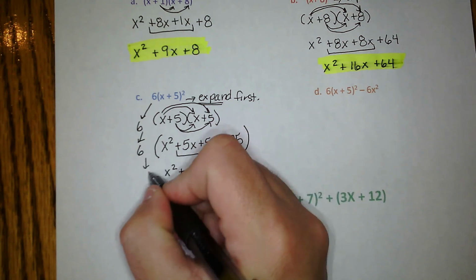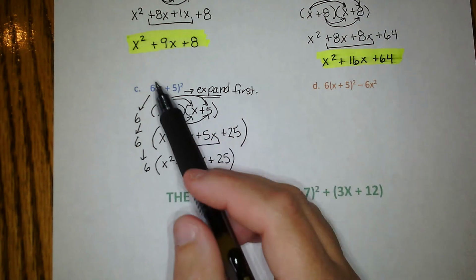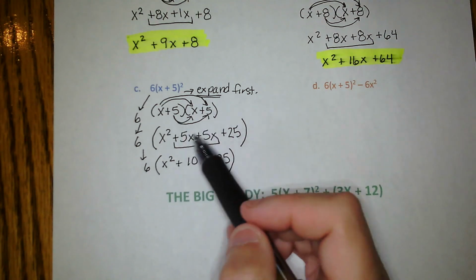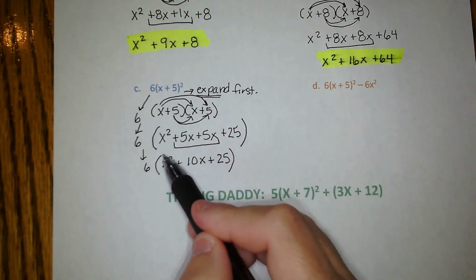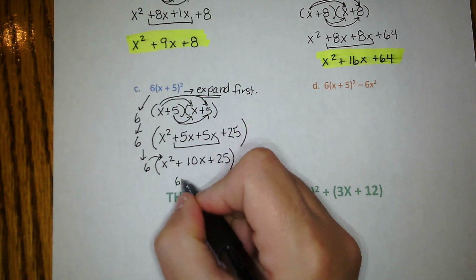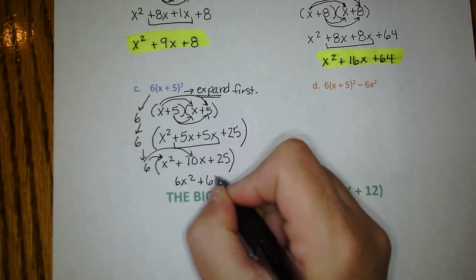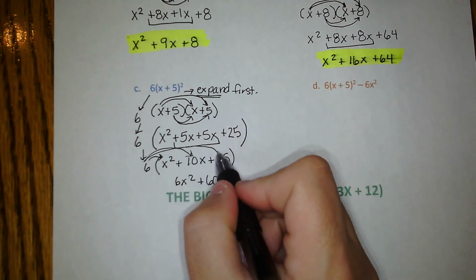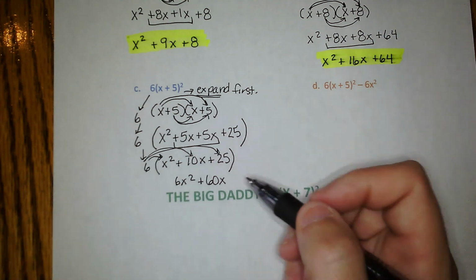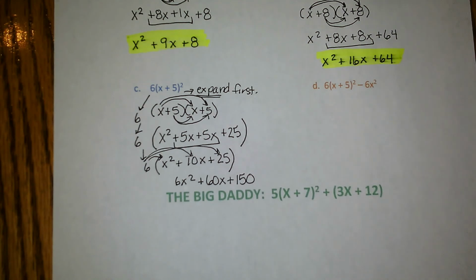So what we're going to do is bring our 6 down, and now we're ready to distribute that 6 all the way through. Remember, you don't touch the 6 until the very, very end. Work on your expansion, distribute all the way through, get your like terms, and then distribute your 6. So I have 6 times x squared, 6 times 10x, which is plus 60x, and 6 times 25, which is 150. And there's your answer.